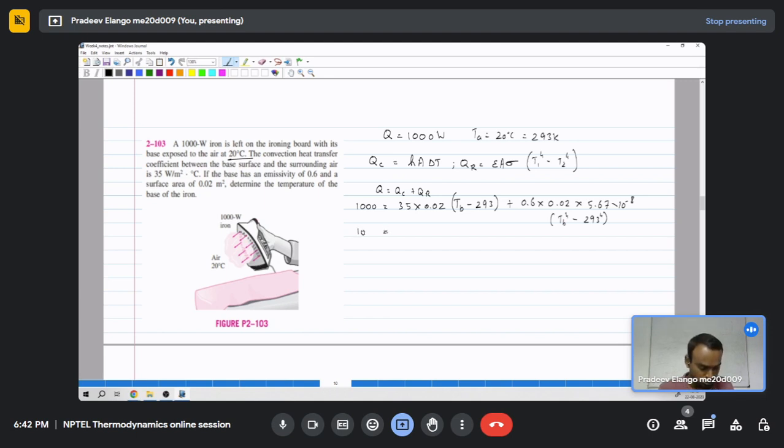So this is 1000 into 0.7 (TB minus 293) plus 0.6 into 0.02 into 6.804 into 10 power minus 10 into (TB power 4 minus 293 power 4). Can you try to solve this?